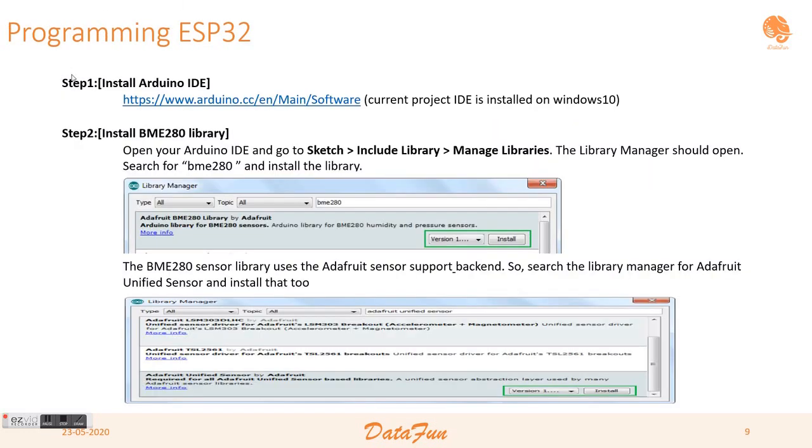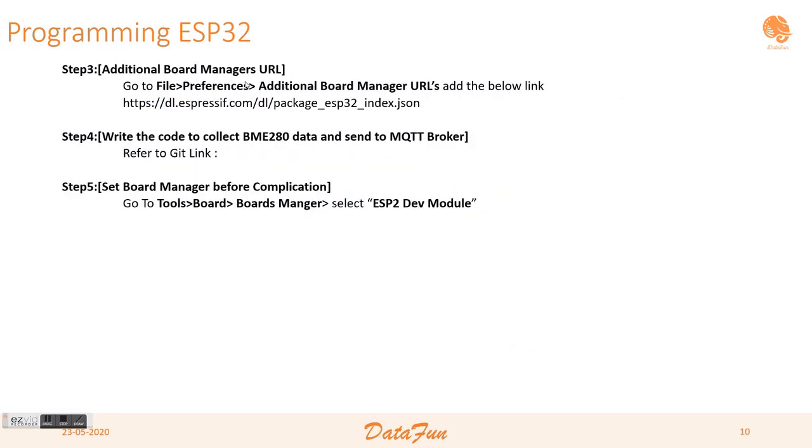Now let me go into the installation. You can install Arduino based on your Windows or Mac. After installing, you should ensure that you have the BME280 sensor library and other libraries. Additionally, the preferences link and other MQTT broker links I'll be sharing in my link. You can use that, go to the tools bar, and ensure that you select the ESP32 Dev Module.